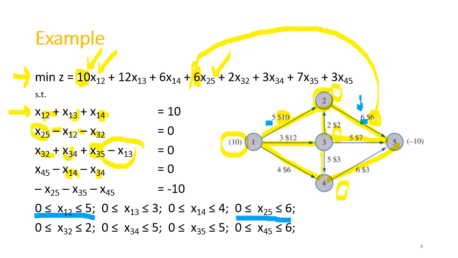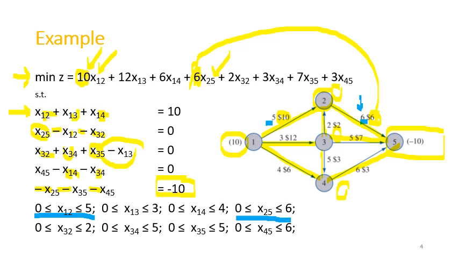Finally, for node 5, all arcs that are related to node 5 are all incoming, bringing inflows. So all the signs are negative: from 2 to 5, from 3 to 5, and then from 4 to 5. The net supply for this node is minus 10. It means that it only receives 10 units of flow, and it doesn't send out to any other node. So it only receives inflows, but it doesn't have any outflows.